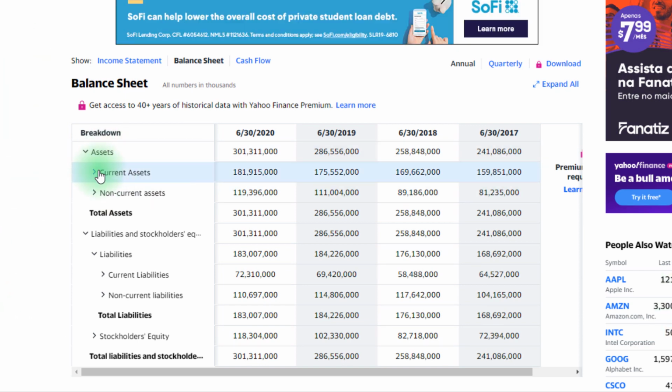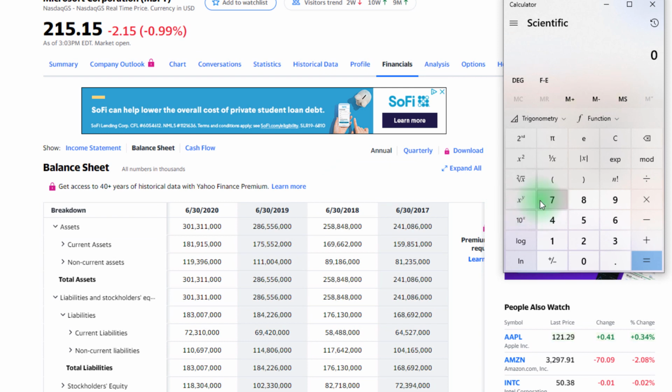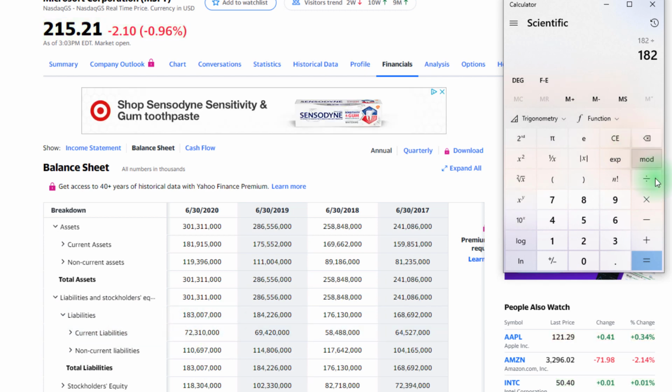But now let's run through those three metrics real quick, just so that you can see what I was talking about. So when I said the current ratio, you have your current assets divided by your current liabilities. So we can just round to the nearest billion here and take 182 divided by the current liabilities here of 72.